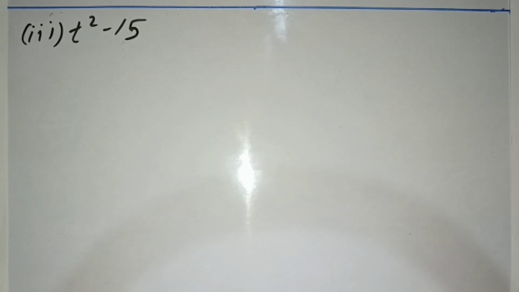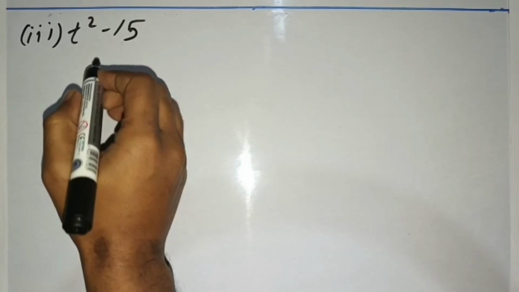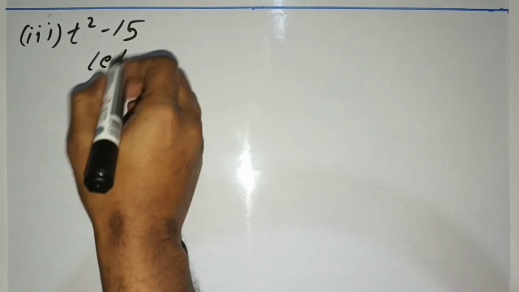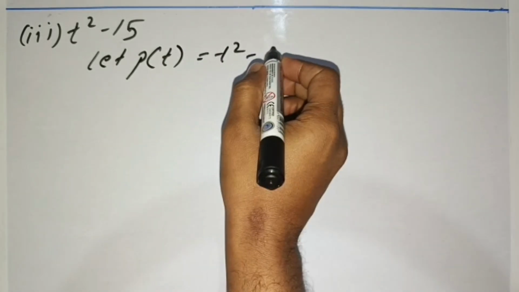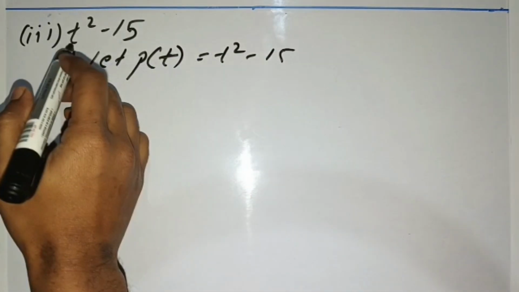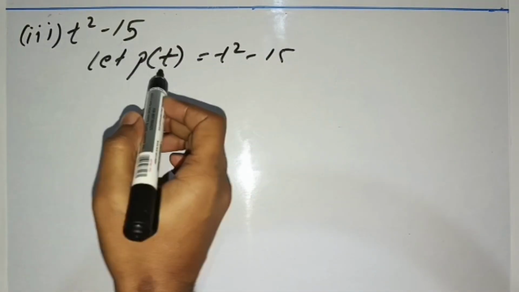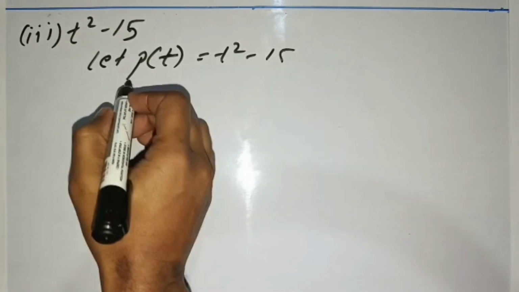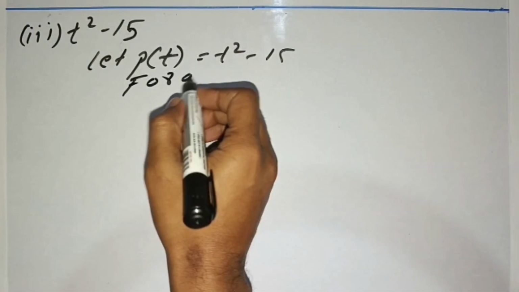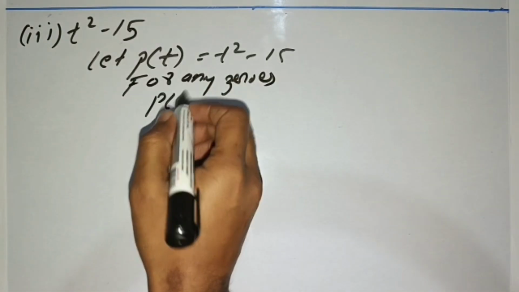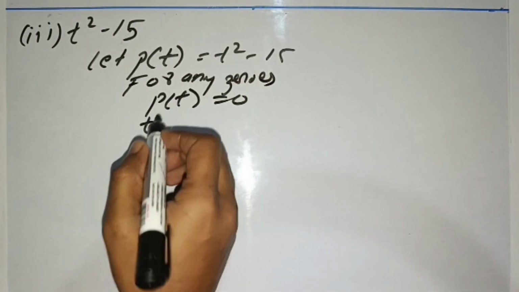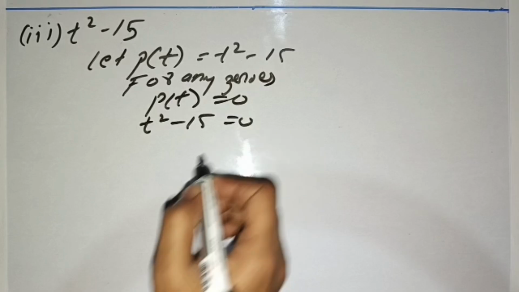Let's see the next question. T square minus 15. The same as before, we will consider this as p of t. Let p of t be t square minus 15. Here t because the variable is t, not x. So p of t will be t square minus 15. After that, for any zeros, p of t will be equal to 0. That means t square minus 15 will be equal to 0.